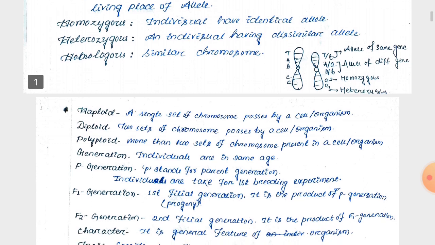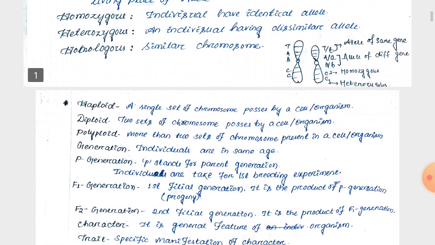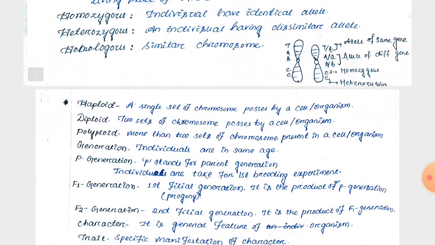Next is homozygous. What is homozygous? Homo meaning similar, right? Zygous here meaning the alleles. If the individual has identical alleles, they are known as homozygous. For example, the A gene, and the allele could be capital A or small a, right? This is called the homozygote condition.